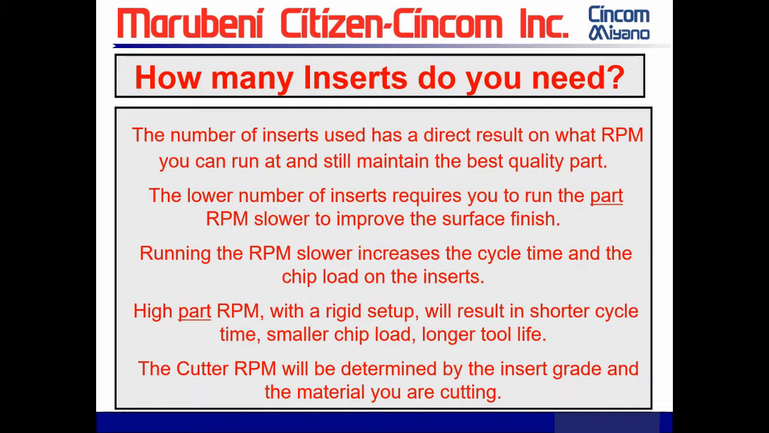tool life. The cutter RPM, the teeth, how fast the teeth are spinning, will be determined by the insert grade, just like a turning insert in the material you're cutting. So you want to run the cutters as fast as the tooling manufacturer, whoever made your inserts, would recommend on the material that you're cutting. And then the bar stock RPM or C-axis rotation feed rate is what you're going to control. So the more inserts you have, the faster you can rotate the part and maintain the surface finish you're looking for.